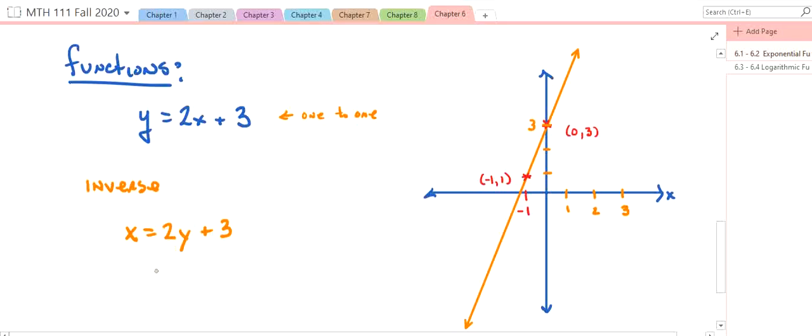Now if I solve this relationship, I get y equals x over 2 minus 3 over 2. So if this is an inverse of this, then I should be able to just swap these points. So this point here is a point on this plot. 1, minus 1 is a point that is this point. The inverse of this point is 3, 0.